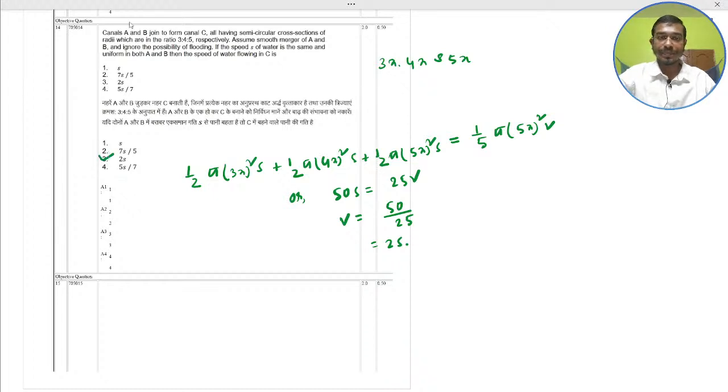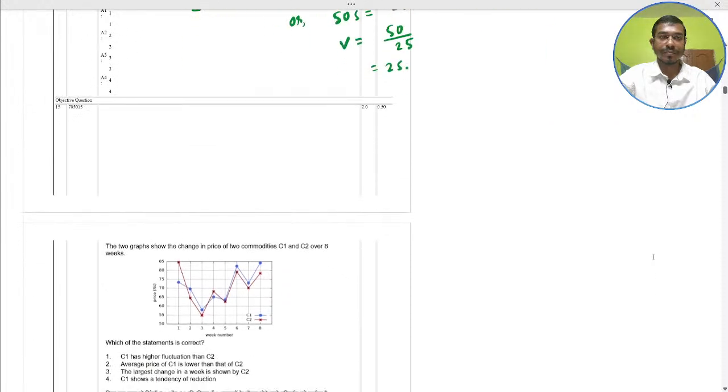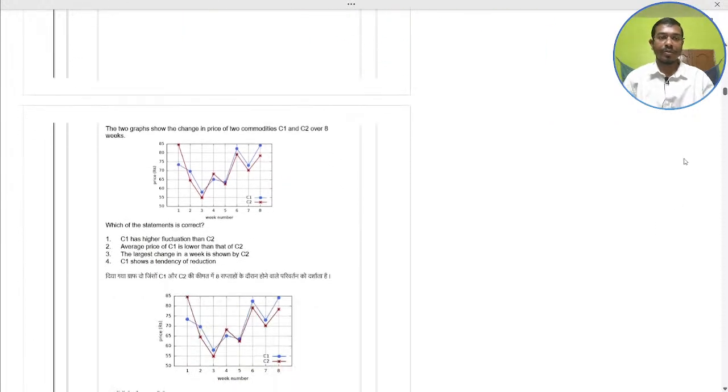Next, two graphs show the change in price of two commodities C1 and C2 over 8 weeks. Which statement is correct?